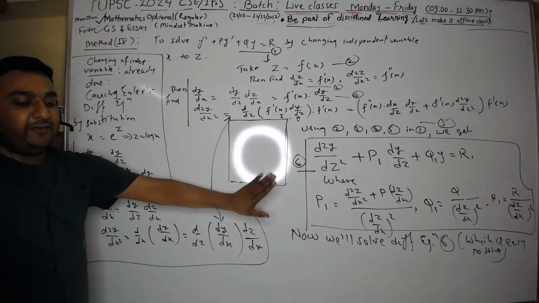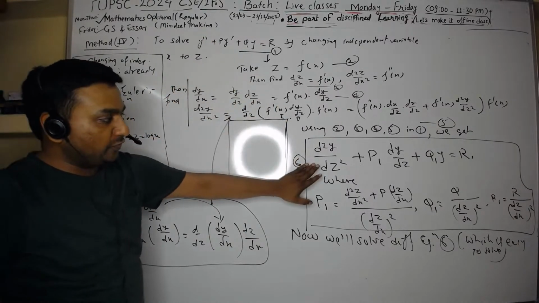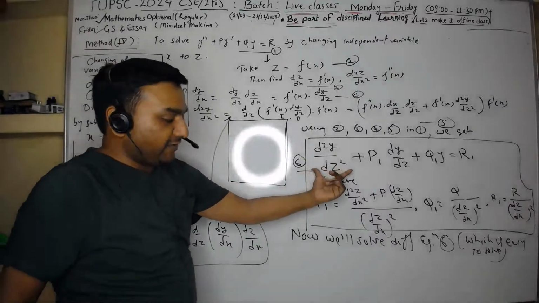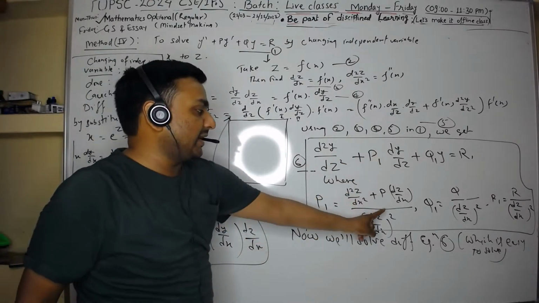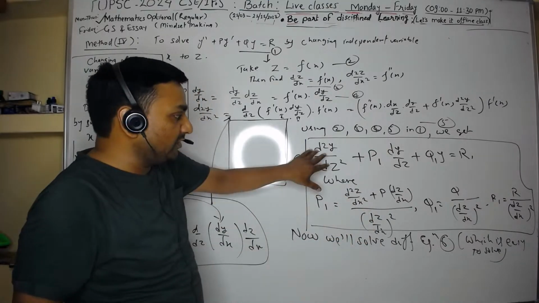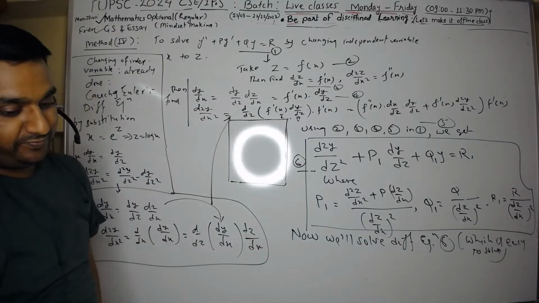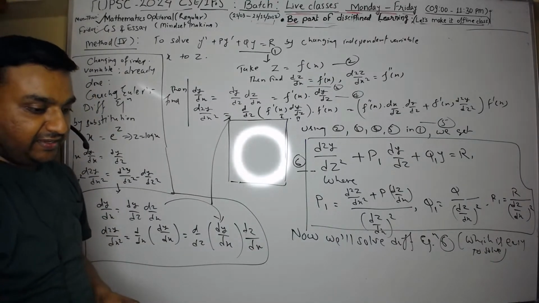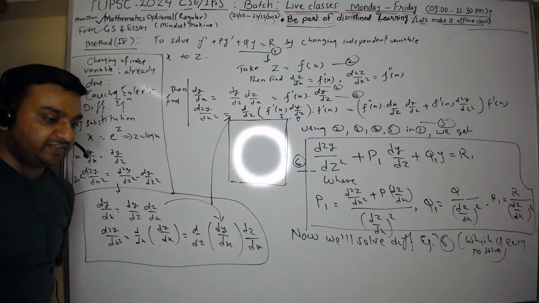This is method 4. You have changed the independent variable from x to z. Your differential equation looks like this, where p1, q1, r1 are given by this, and now this differential equation will be in an easy format. Is that clear? Please note it down. Then we will take some examples.